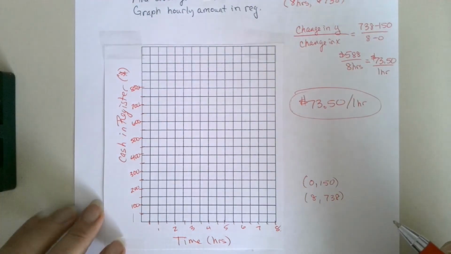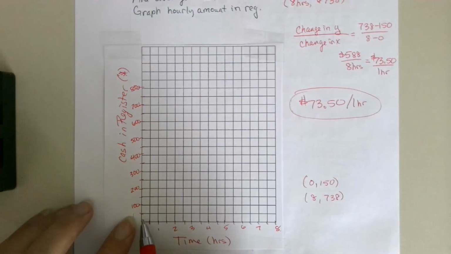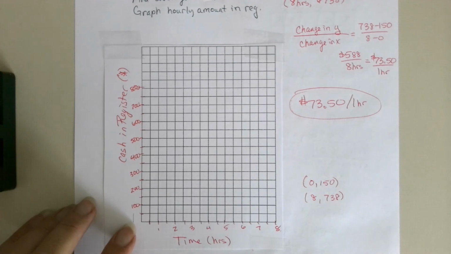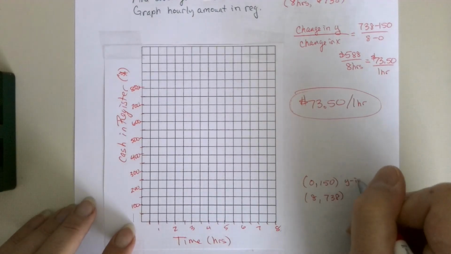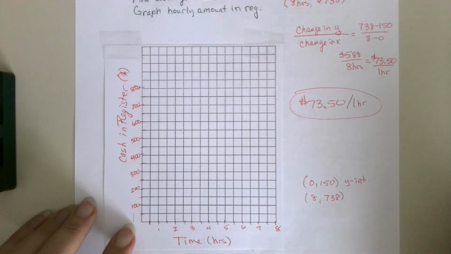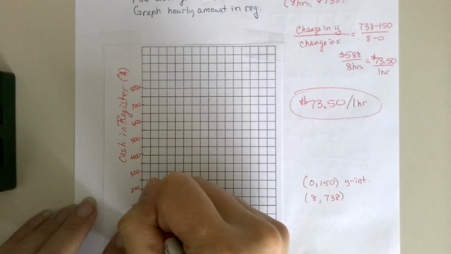Okay. What I want you to remember is if I'm going to count by 50s, I have to have 50, then 100, 150, and then 200. And a lot of people skip that first block. All right, my first ordered pair is 0, 150. That's actually the y-intercept. So I'm going to plot that y-intercept at 0, 150.